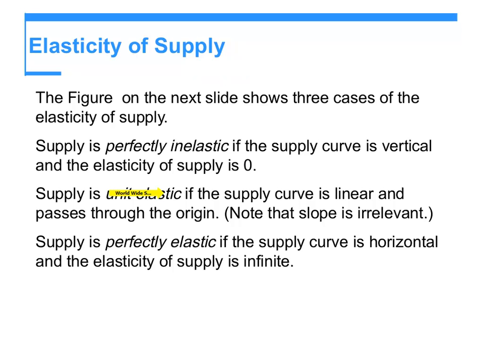Supply is perfectly elastic, and you have a horizontal line, which means at a certain price you have supply and nothing else. If the price goes higher or lower, we don't have supply at all. That is perfectly elastic supply, and the horizontal line means supply is infinite, because the change in supply over the change in price is something over zero. So that gives you infinite supply.